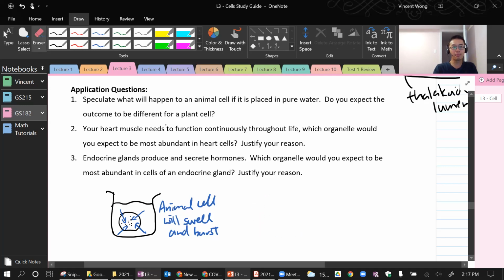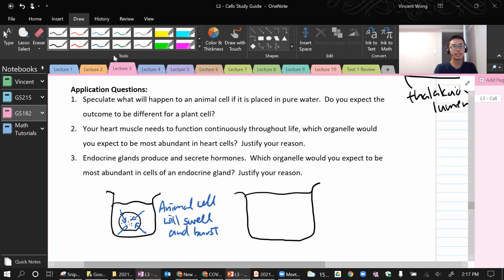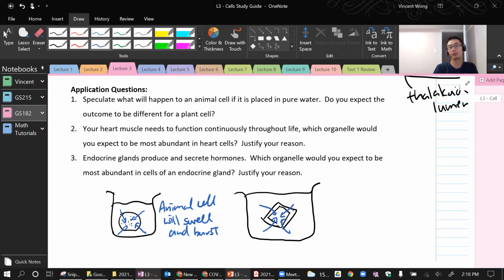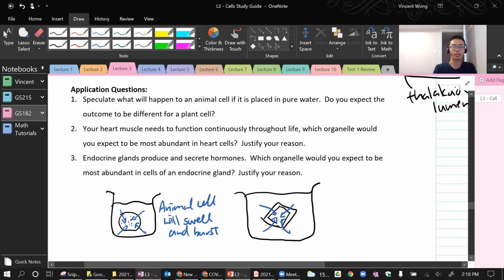Now, if you do a plant cell instead, the plant cell will have a cell wall. So even though a lot of water goes in, it is not going to burst. The cell wall will protect the cell from bursting. If you water your plants regularly, they will stand up, and if you stop watering them, they will start to go down and wither. Plants love to have all this water going in. They store it in the central vacuole, and that helps the plant perk up and stand up strong.